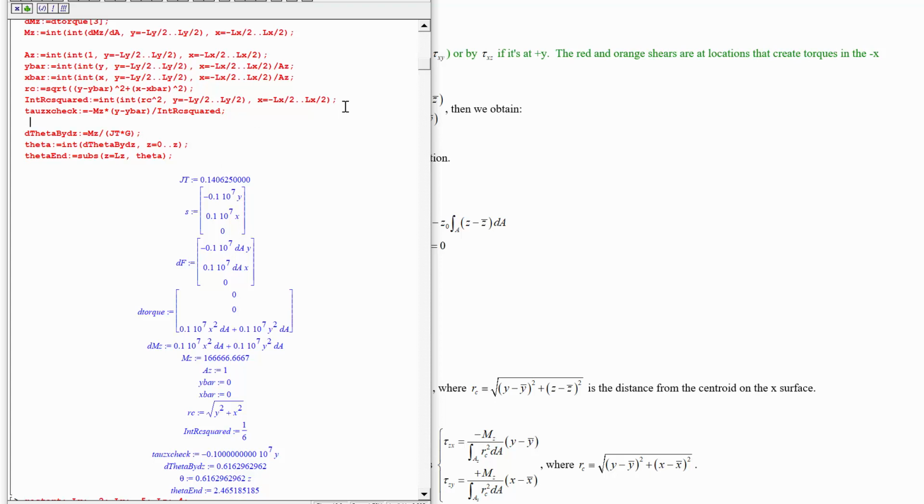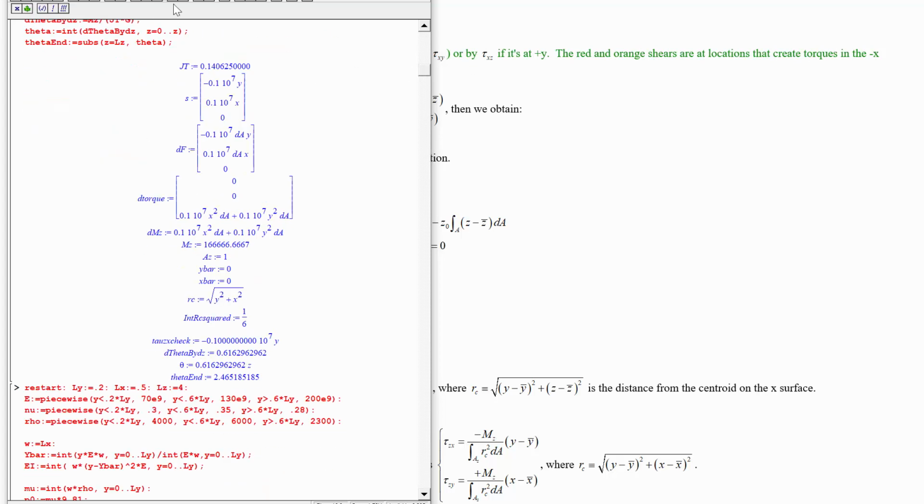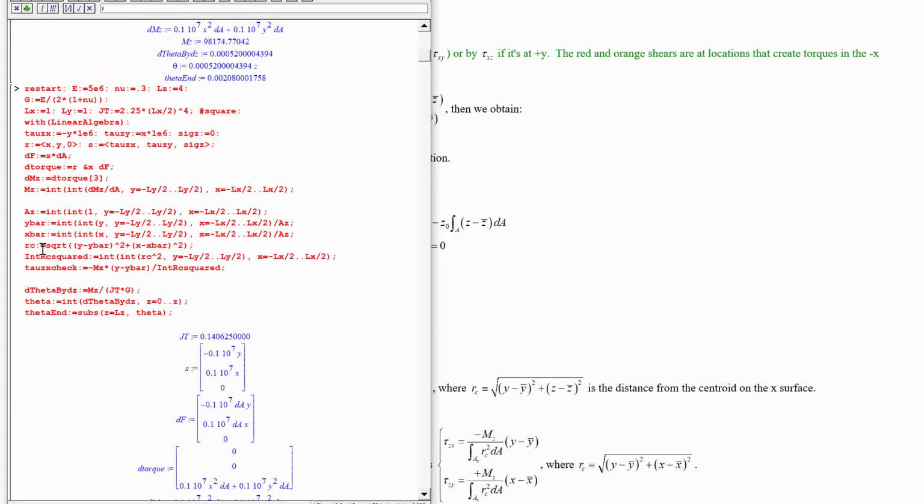What next? Now that we've got this, we can say that tau zx should be mz times y minus y bar, integral of rc squared divided by that integral thing. And what did we get? We got negative 0.1E7 times y, which is negative 1 megapascal y. Exactly what we said the stress was in the x direction to get this moment. Where's that stress? There it is there, negative y times 1e6.